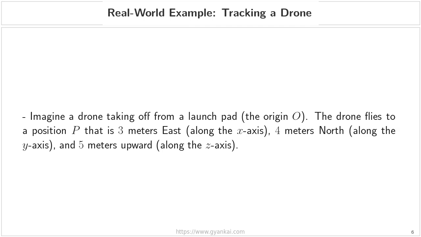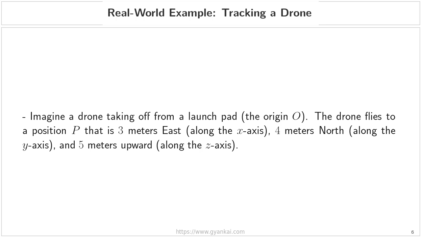Real-world example: tracking a drone. Now that we have understood the theory behind position vectors and standard basis vectors, let's put everything we've learned into a practical context. Imagine a drone taking off from a launch pad, which we will treat as our origin, point O. The drone flies through the air to a specific position, which we'll call point P.